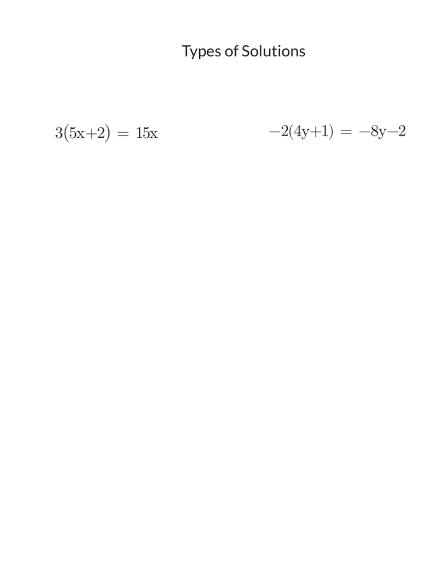So we know the 4 steps to solve any equation. We are going to distribute first. So 3 times 5x is 15x, and 3 times positive 2 is plus 6, equals 15x. So again, you know you need to get all of the variables to one side and all of the constants to the other side.